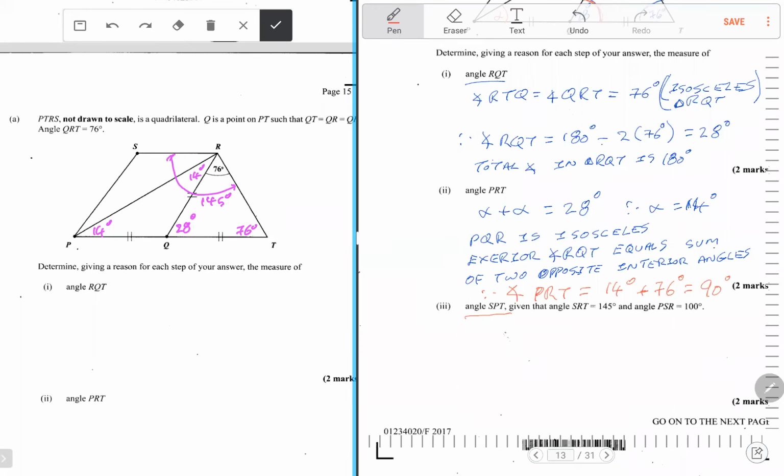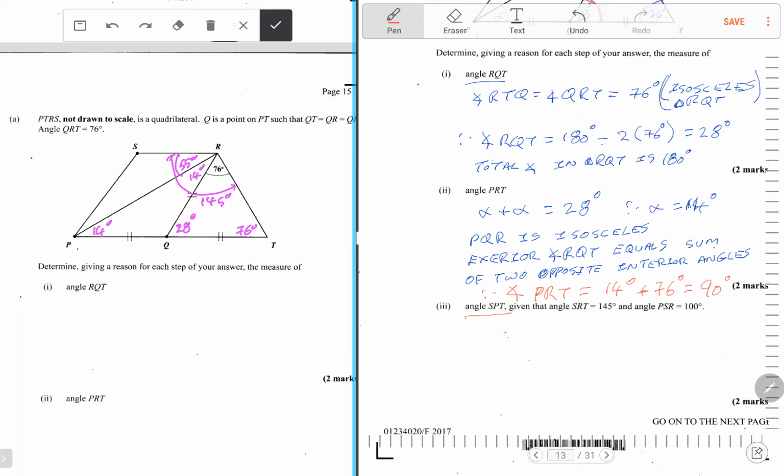It means that the remaining angle right here, this piece, is 145 minus the sum of those two. So it's 145 minus the 14 and the 76, which is 90. So this angle inside there is 55 degrees. Which angle do I want? Angle SPT. The angle that they're asking us to find is this angle down here.